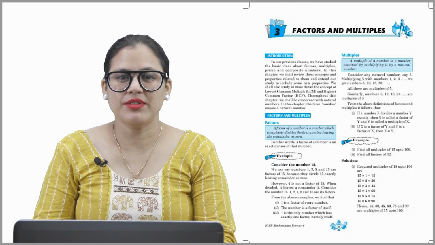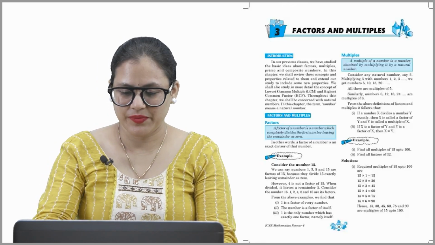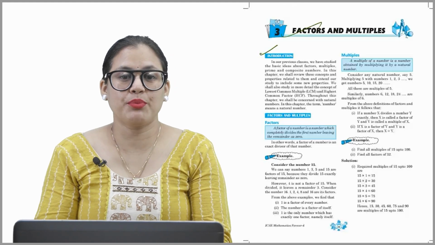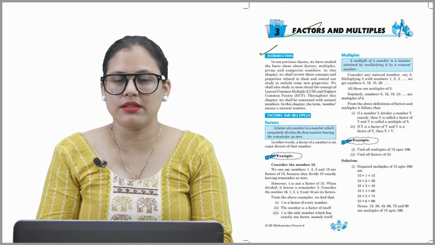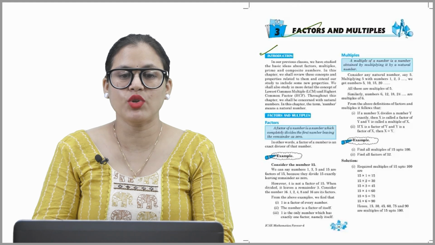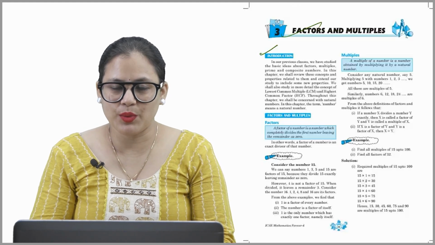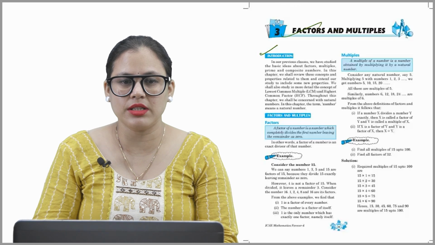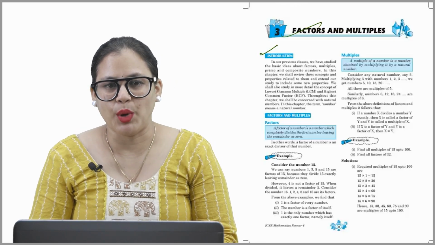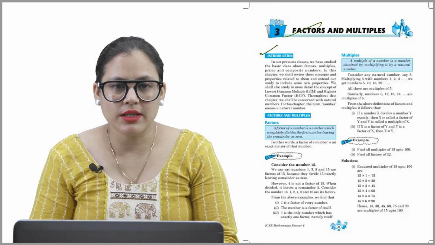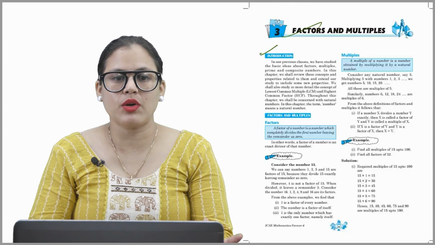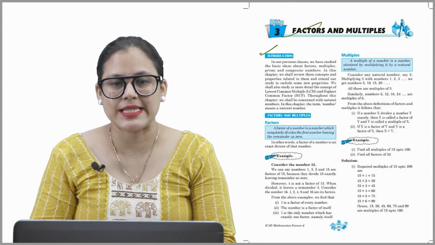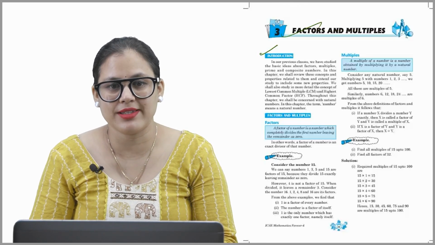Let's start today's chapter, Factors and Multiples. Introduction. In our previous classes, we have studied the basic ideas about factors, multiples, prime and composite numbers. In this chapter, we shall review these concepts and properties related to them and extend our study to include some new properties. We shall also study in more detail the concept of lowest common multiple, that is LCM, and highest common factors, that is HCF.